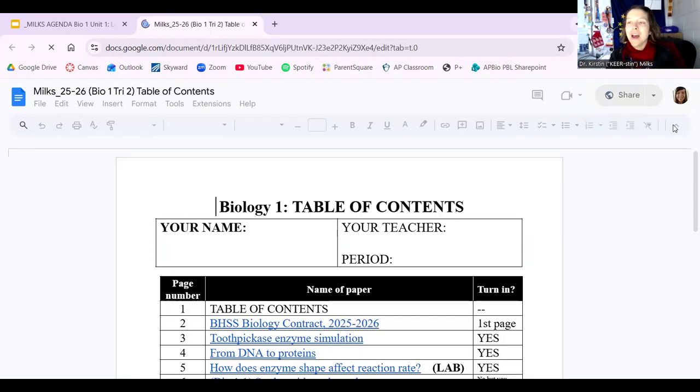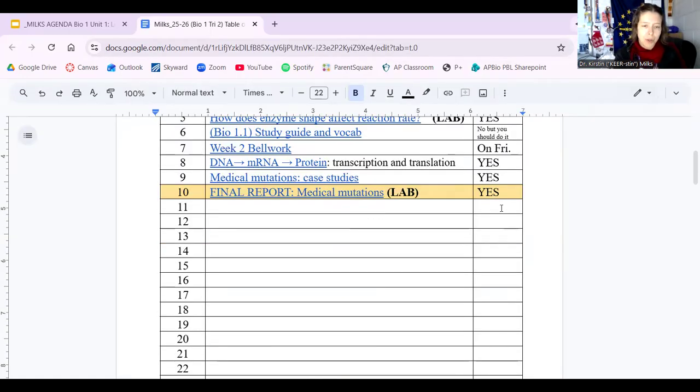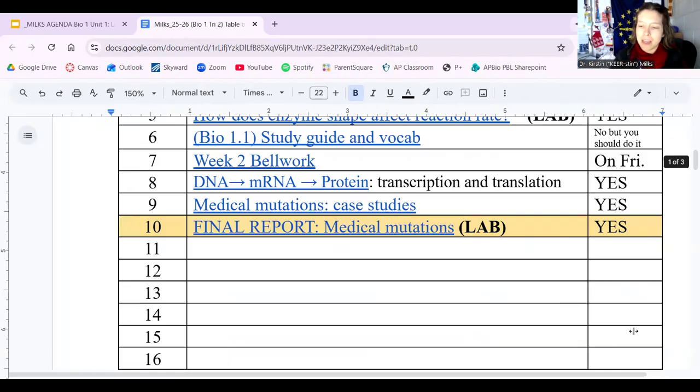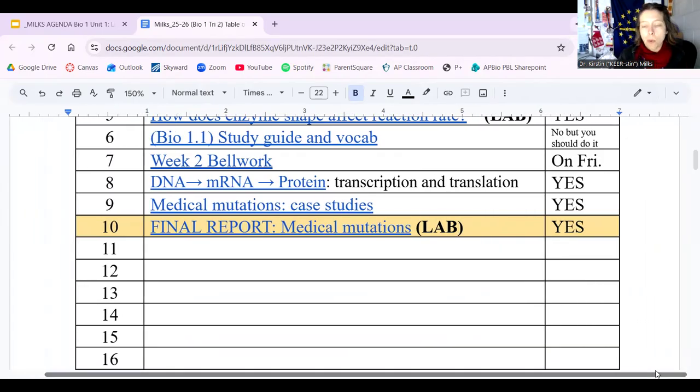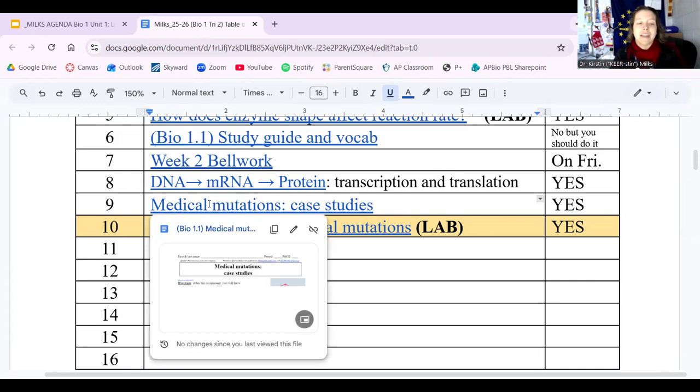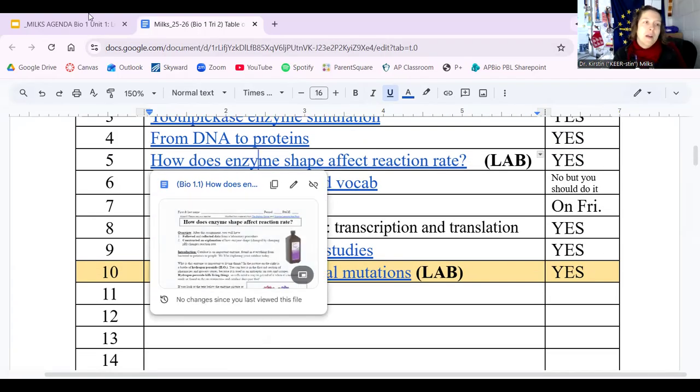Here we go. So I'm going to scroll down here and show you today's paper is page 10, final report, medical mutations. You can write this out on a piece of binder paper and just staple it. You can look online and see what it asks you to do, and then just fill those out and staple it to the back of an existing packet. So I have the questions and your work together, because some of the assignments, this one has text in it that's important about case studies, for example, or this one has text in it about enzyme shape.